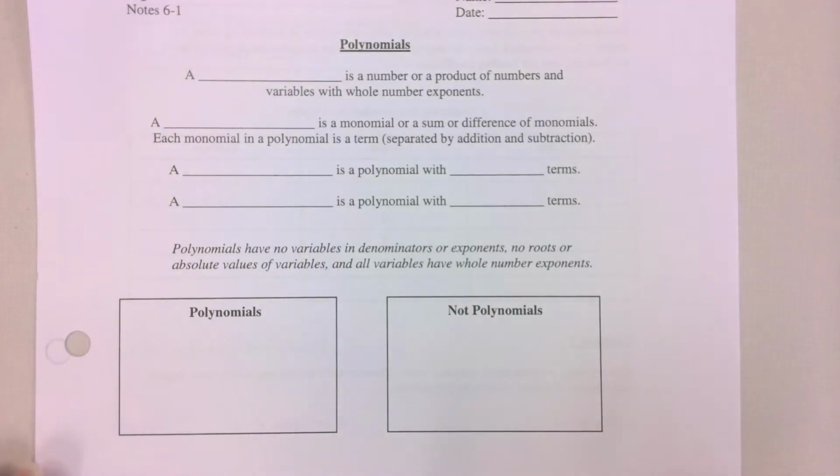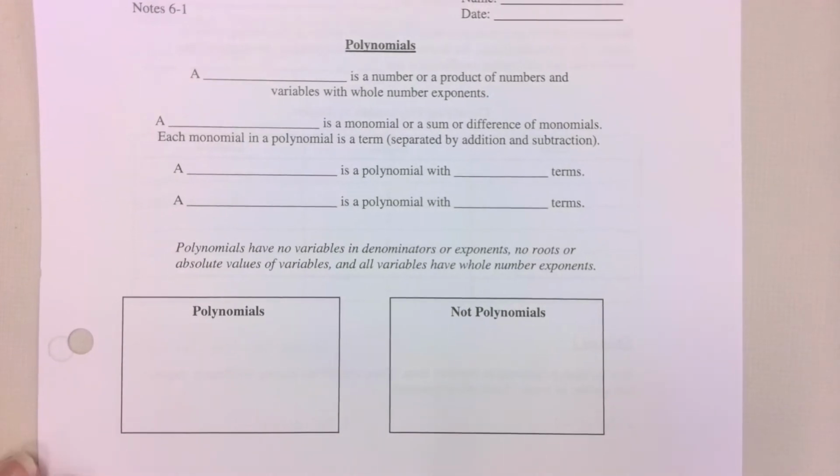All right, today we are working on a new chapter, lesson 6.1, adding and subtracting polynomials. The next couple lessons we'll get into multiplication and division. So we're talking about naming polynomials and adding and subtracting them.